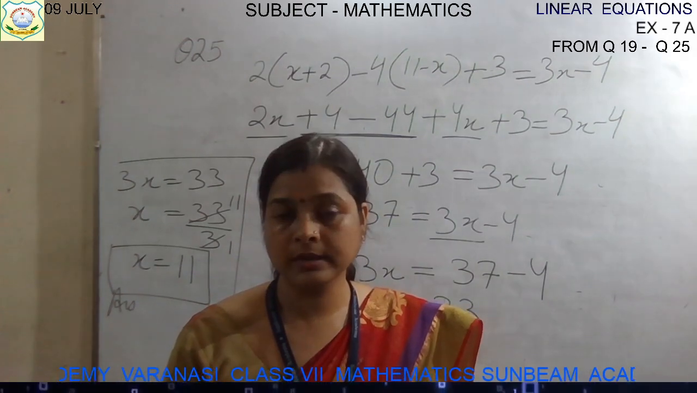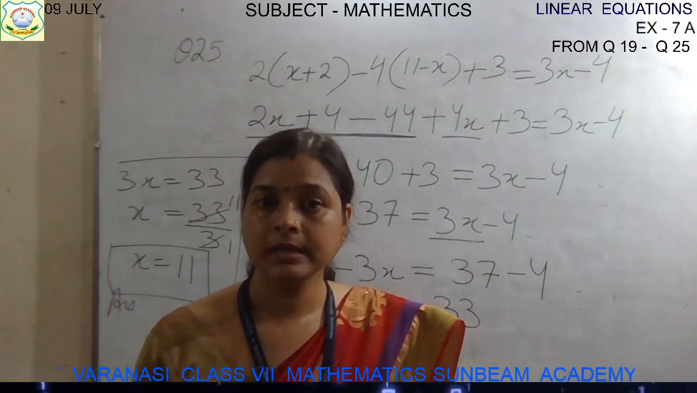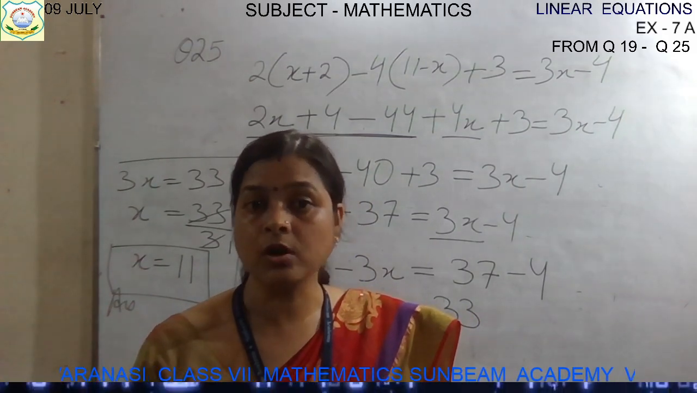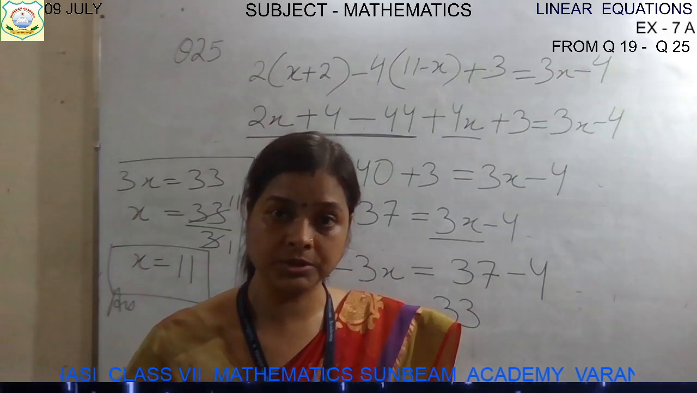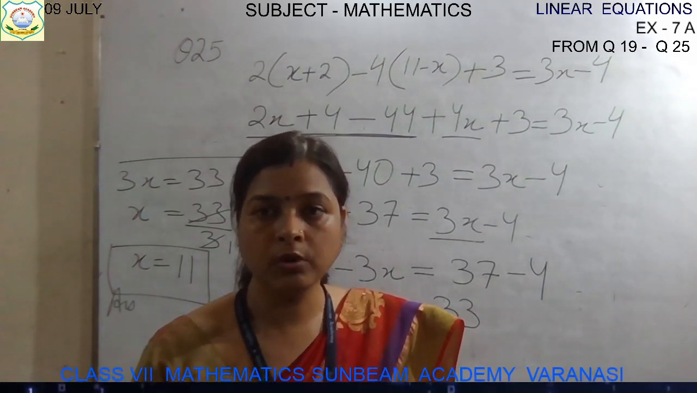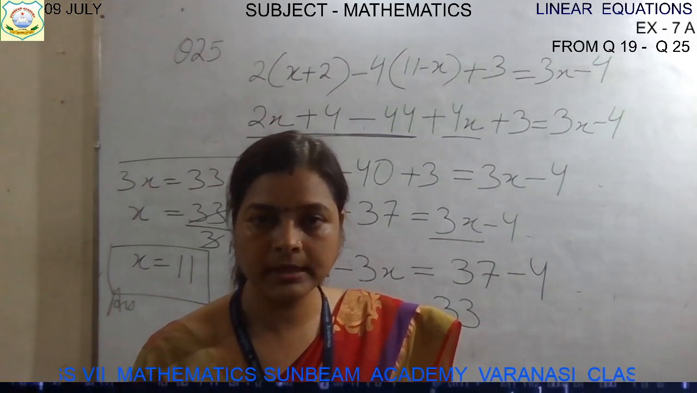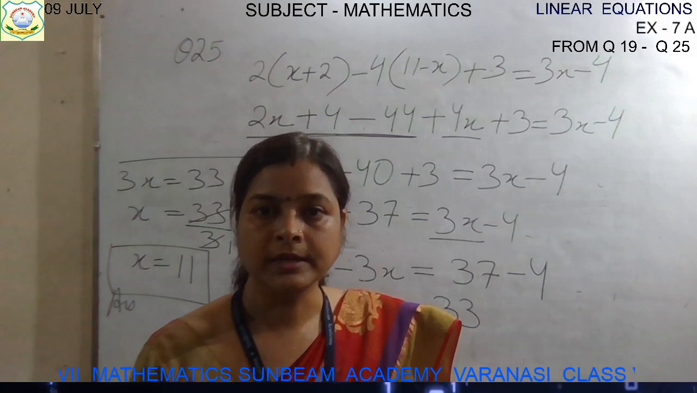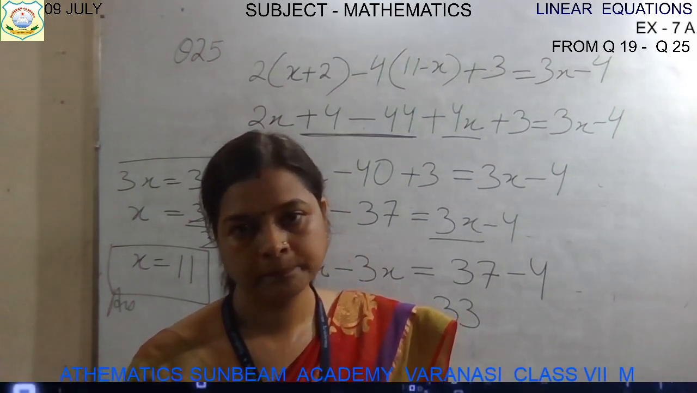Today's homework is from question number 19 to 25. All even number questions you will solve today only, because tomorrow we have to do some other questions. So 20, 22, 24, and that's all. 3 questions are there. Clear?